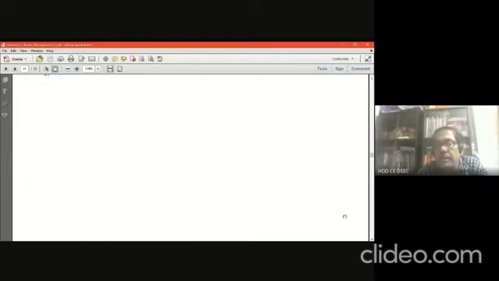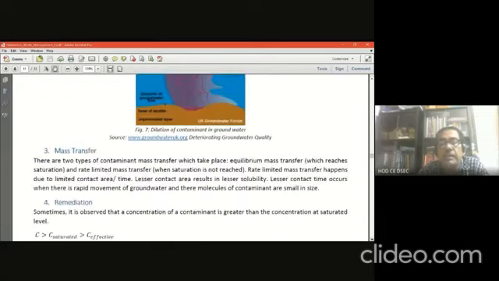Now let me tell you about mass transfer. There are two types of contaminant mass transfer: equilibrium mass transfer, which reaches saturation, and rate-limited mass transfer, when saturation is not reached. Rate-limited mass transfer happens due to limited contact area or time. Lesser contact area results in lesser solubility. Lesser contact time occurs when there is rapid movement of the groundwater and the molecules of contaminants are small in size.